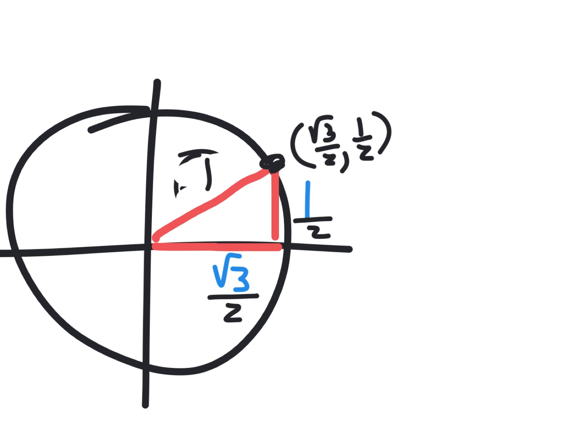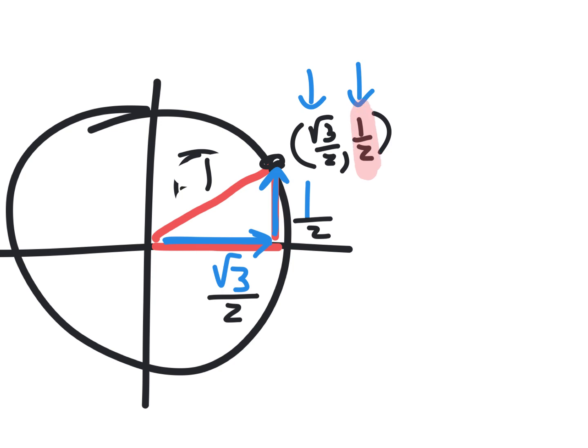If this is a point that you had to get to, you would go over root 3 over 2 and up 1/2. That's why this is the x and this is the y, because you go over and then you go up that amount. And then what did I try to connect for you? That sine was what? Sine is y. Good. So then this part right here is the sine.